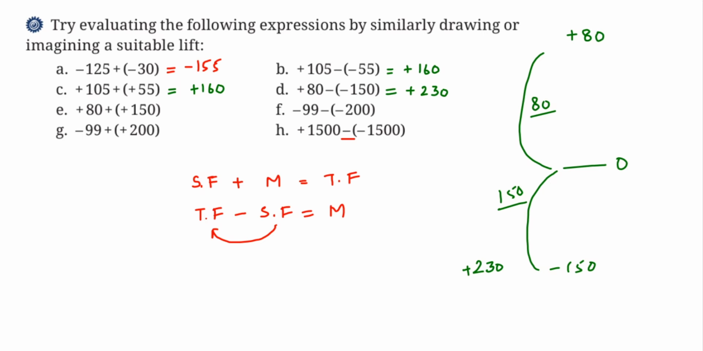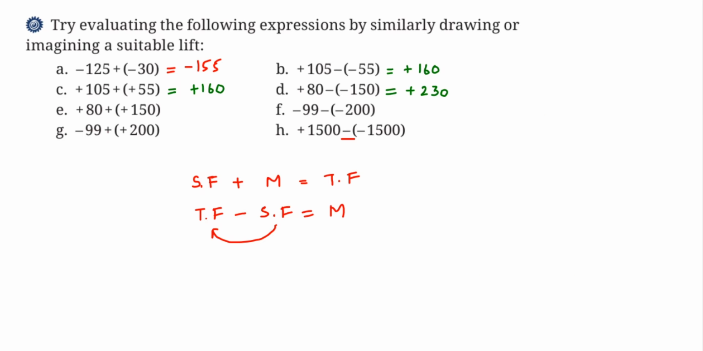Next question, we have plus 80 plus 150. So this means you are at the 80th floor and you want to go 150 more floors up. So you have to add this: 150 plus 80 is 230. So you will reach the 230th floor, which is above the ground. So your answer will be plus 230.